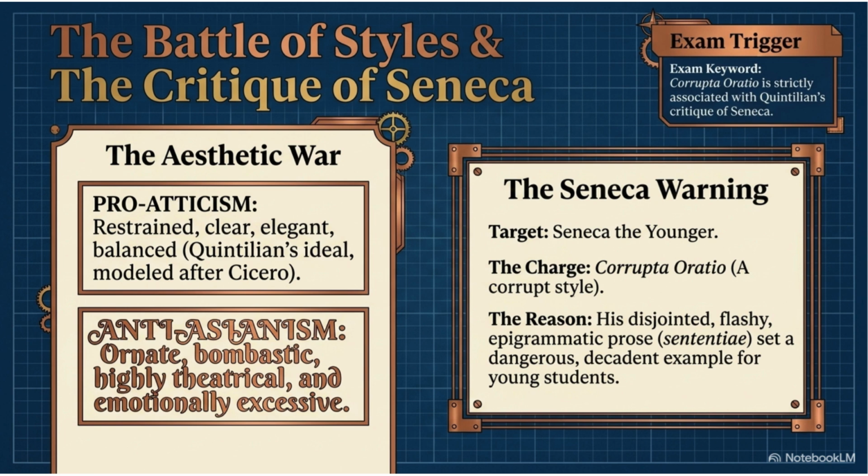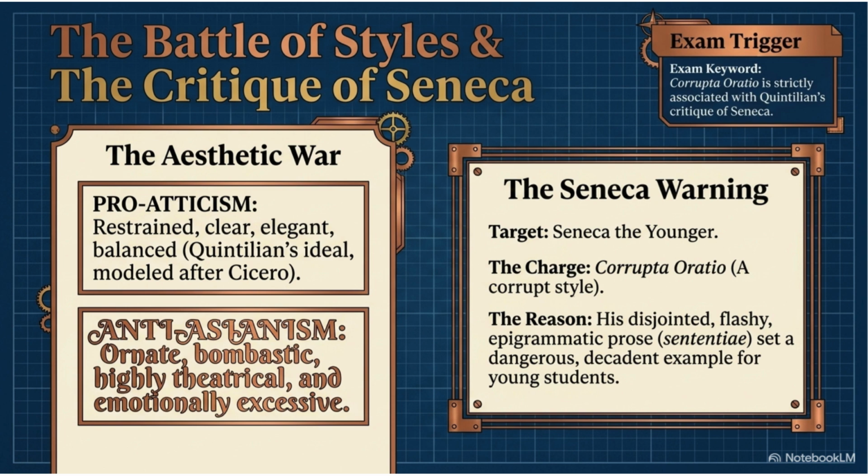Third, epigrammatic. An epigram is a short, clever, memorable statement. For example, difficult roads often lead to beautiful destinations. Such sentences are attractive. Seneca wrote many brilliant short statements called sententiae. Quintilian admired their cleverness. However, he believed that if every sentence tries to become a quotation, the overall speech loses unity. The audience remembers individual sentences instead of the complete argument.